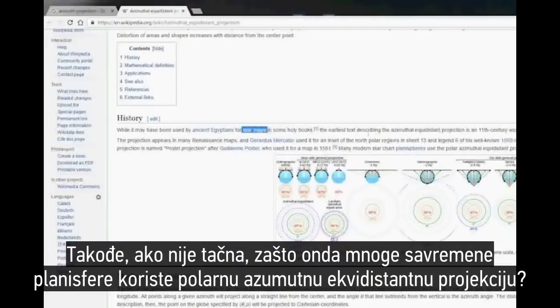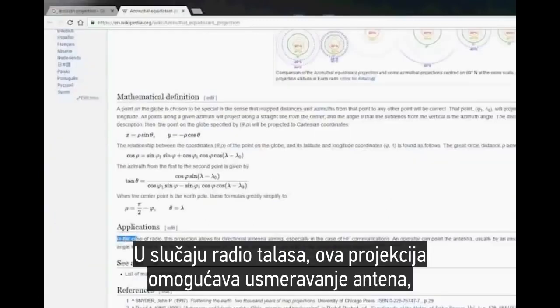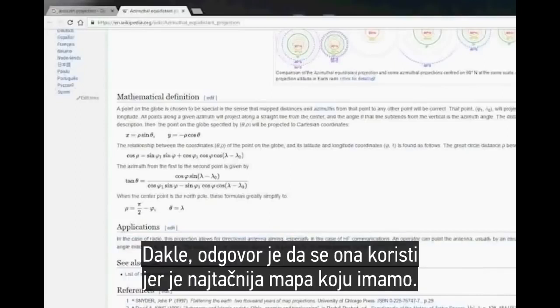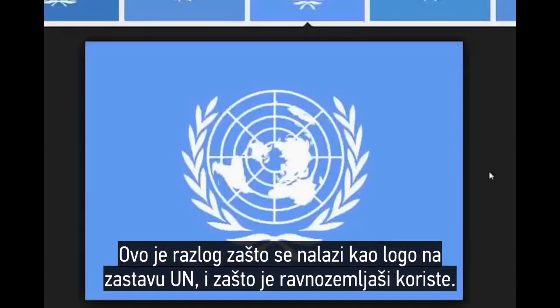Also, if it is inaccurate, then why do many modern star chart planispheres use the polar azimuthal equidistant projection? In the case of radio, this projection allows for directional antenna aiming, especially in the case of HF communications. So the answer here is, it is used because it is the most accurate map we have. This is why it is the UN flag logo, and this is why flat earthers use it.